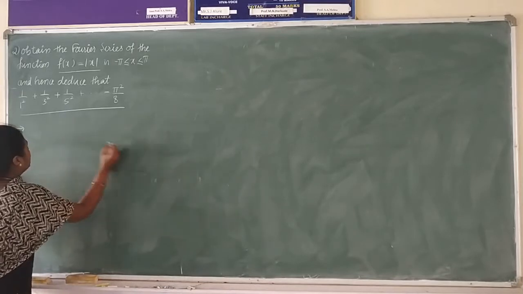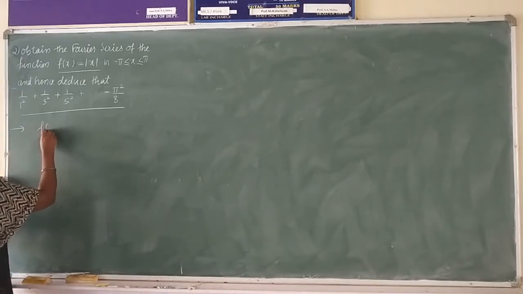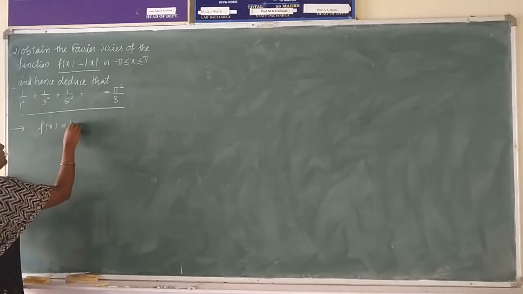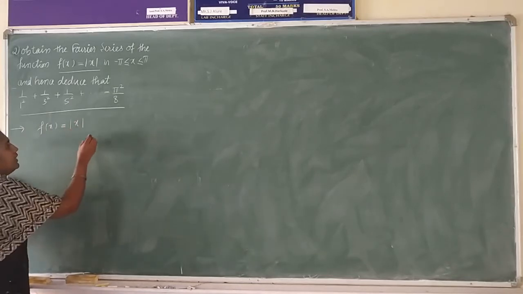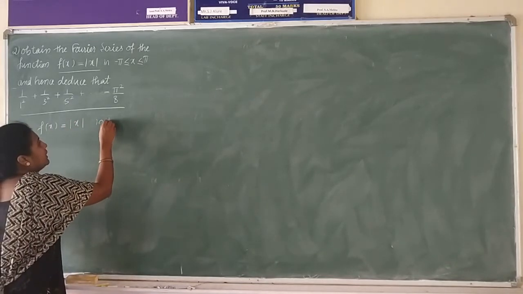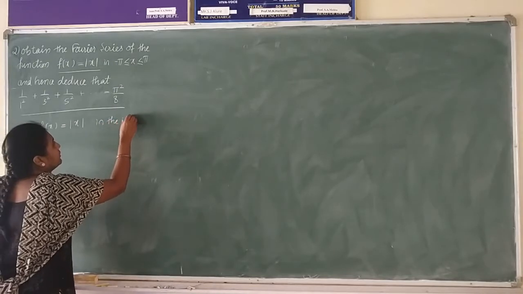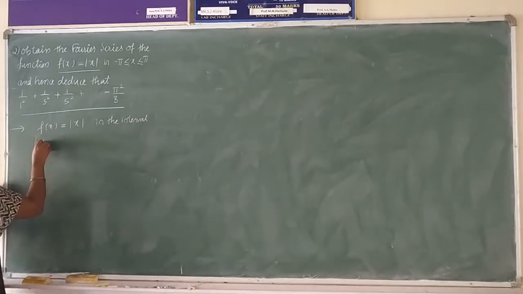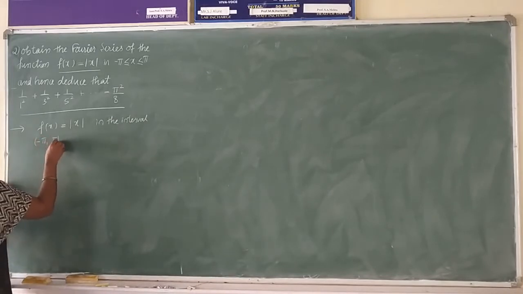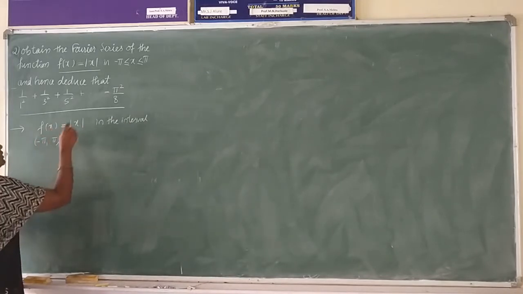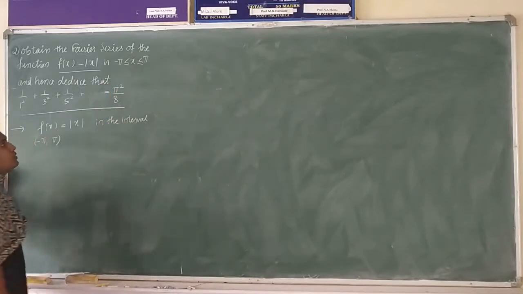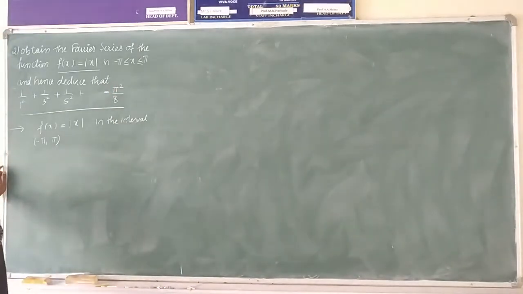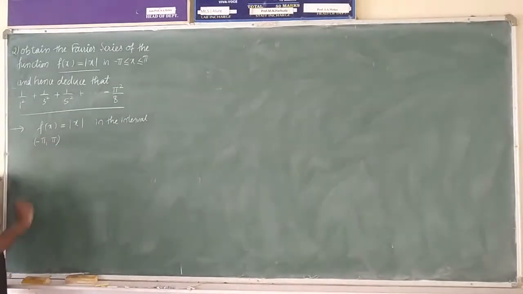Let us consider f of x. f of x is equal to mod x, and it is defined in the interval minus pi to pi. You can see minus pi less than or equal to x less than or equal to pi means the interval is minus pi to pi.